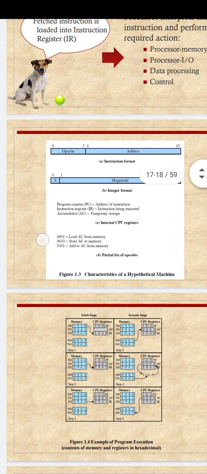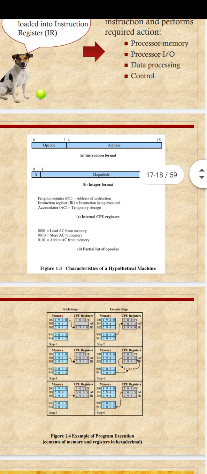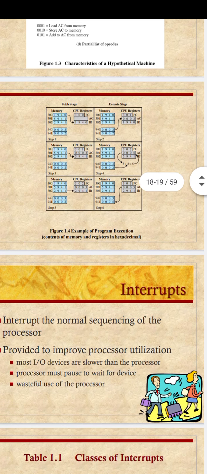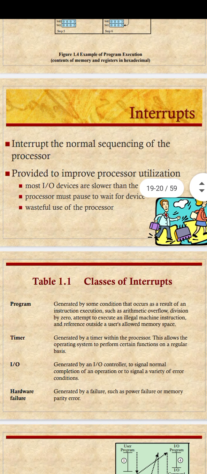So we can see here we have different addresses. We have different characteristics of a hypothetical machine, and we have the opcode there. We can see the address, the instruction format, the integer format, internal CPU registers, and a partial list of opcodes. We'll explain more on that. So for now, let us focus on interrupts.